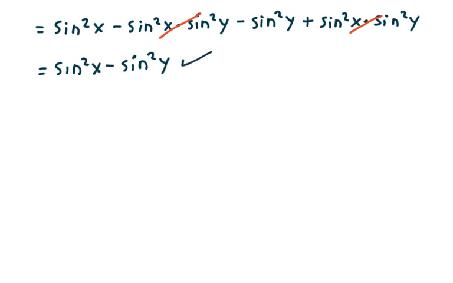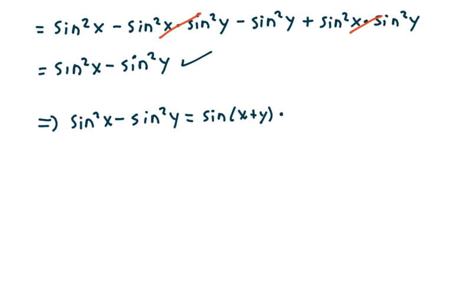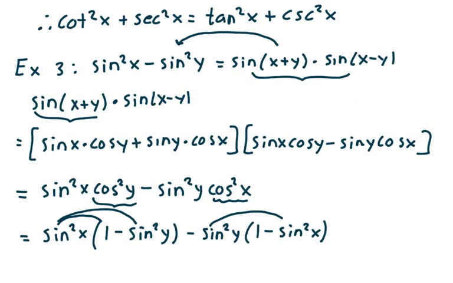And that's what I wanted to show. In other words, if I take sine squared x minus sine squared y, this is sine of x plus y times sine of x minus y. And we're good. Now, a couple of comments.